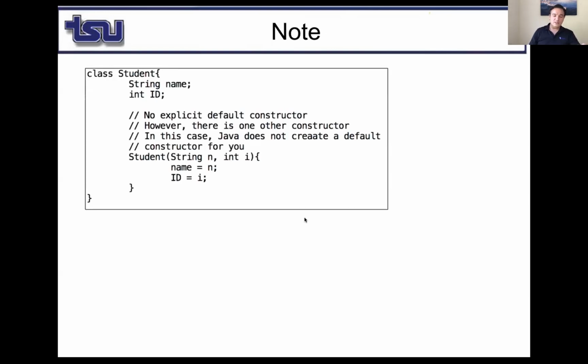Okay, but this is important. Now, I have class Student, no explicit default constructor. However, there is one other constructor. In this case, Java does not create a default constructor for you. You see that I already have a constructor, which takes a string and an int as input. Is this a default constructor? No. But do I have at least one constructor? Yes. In this case, Java will not create a default constructor for me.